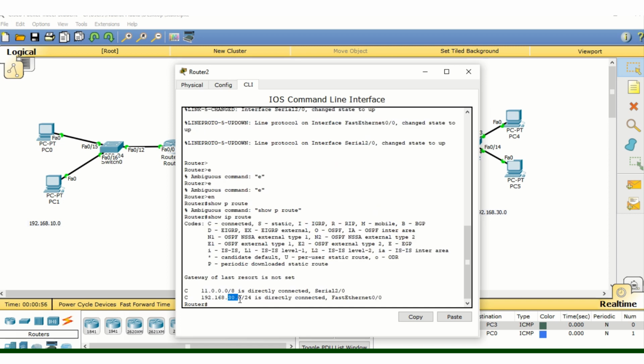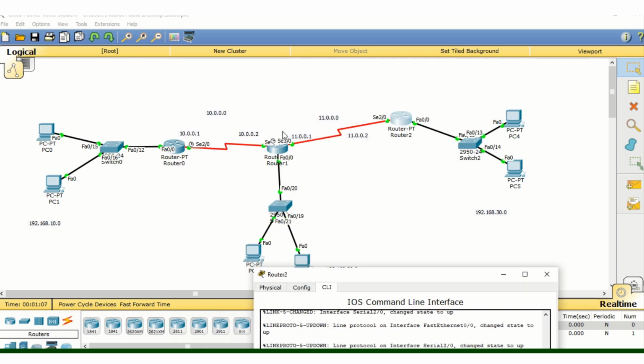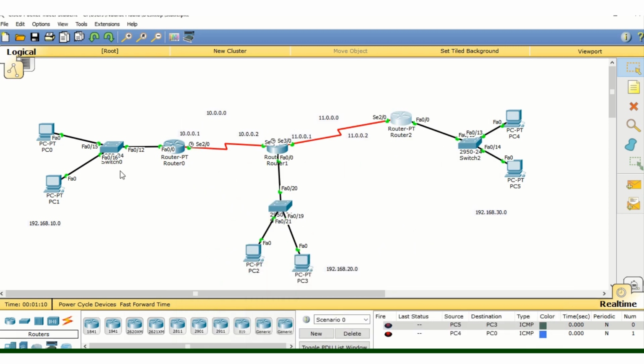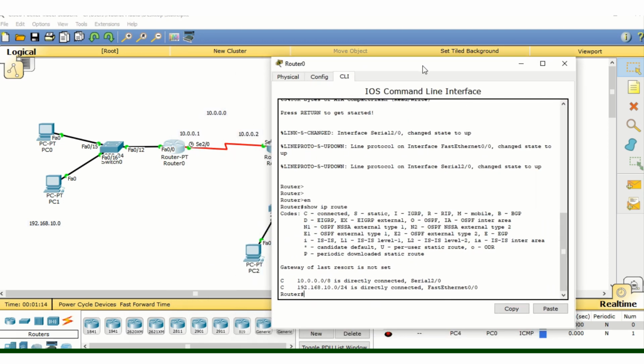So what is routing? In routing, we tell the path to the router. If you have a packet for a certain subnet, where to forward the packet, on what interface you need to forward the packet. This is called routing. The first method that we're going to use here is called static routing. In static routing, we add the route on each router.